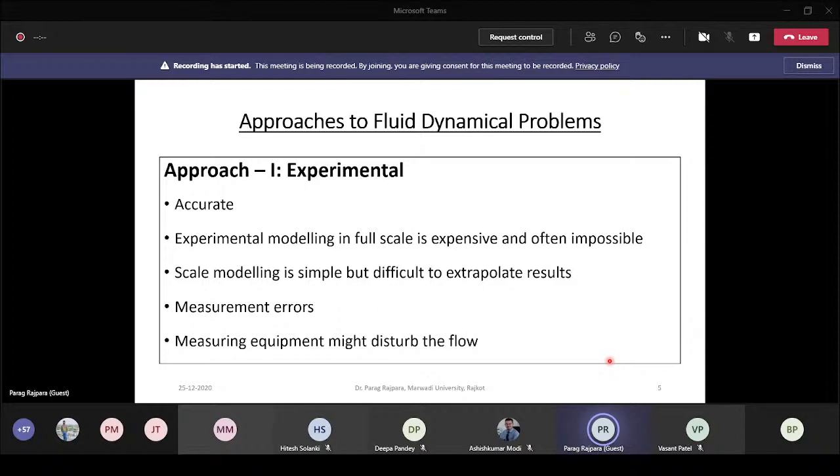Now the question is, if you want to solve any fluid dynamics problem, or let's say a transport phenomena problem, then what are the approaches available to solve it? See, of course, this session is on CFD, so we should know what CFD is, and whether CFD is inevitable. Is CFD necessary in all the problems, or in all the cases? If it is not, then what are the other approaches?